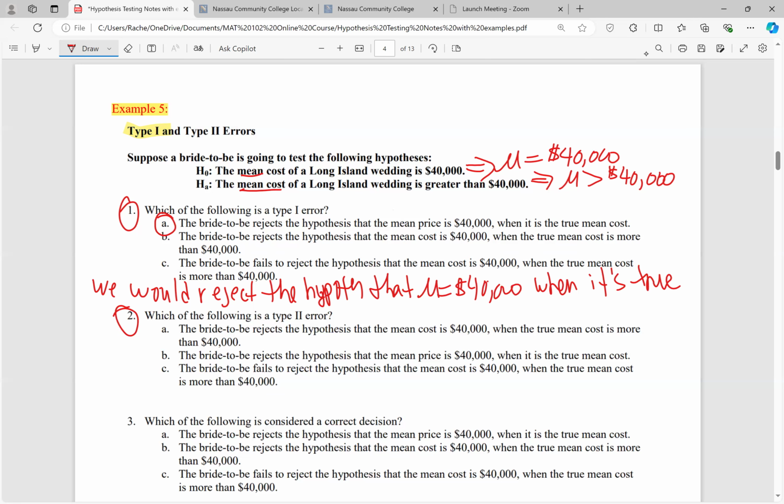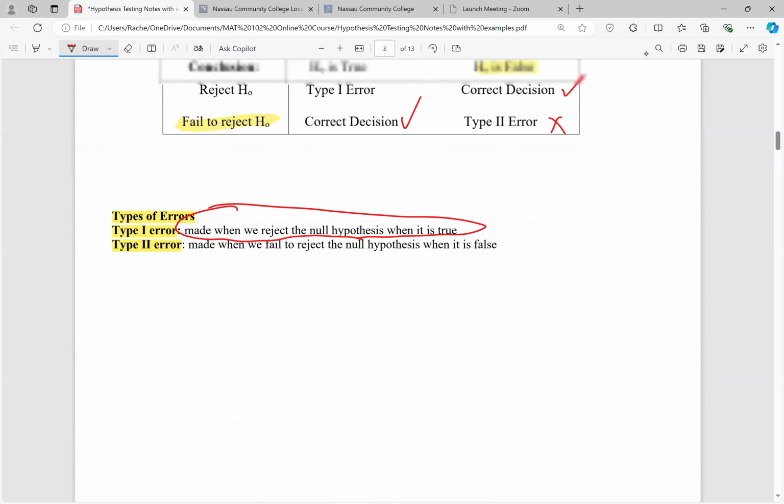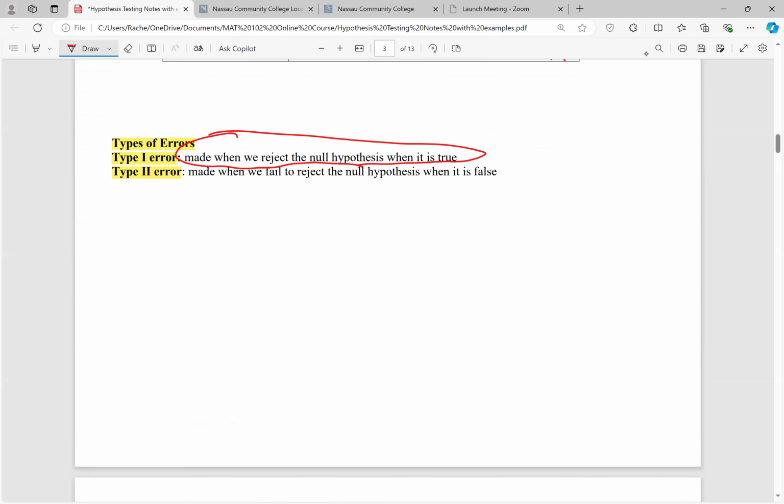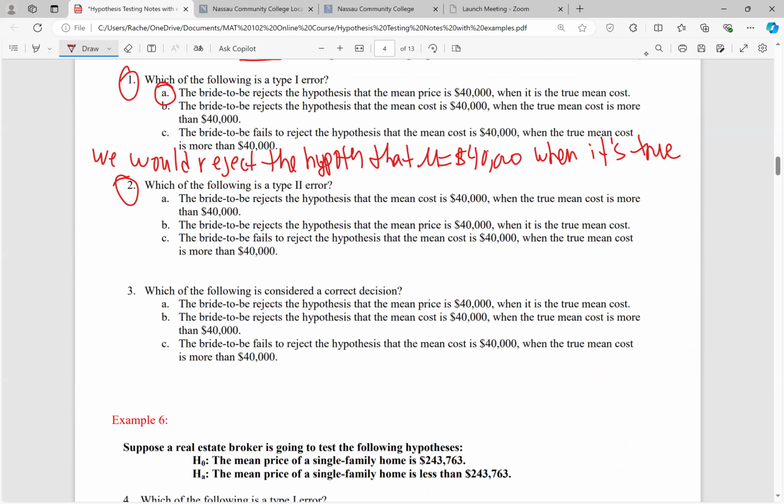Number 2, which of the following is a type 2 error? A type 2 error is the opposite. A type 2 error is when we fail to reject the null hypothesis when it's false. So again, I'm not even going to look at the multiple choice questions.